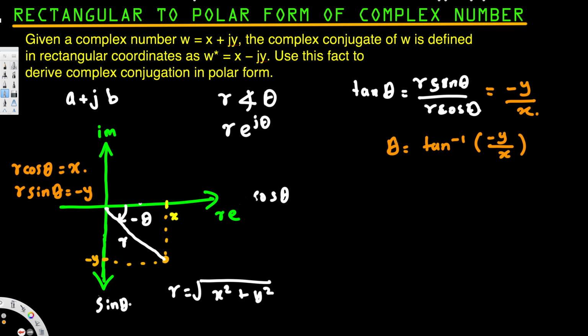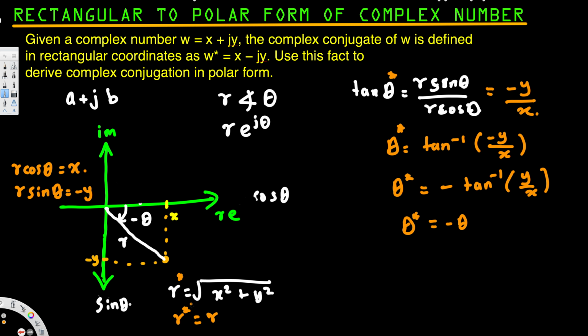So from this one, we are looking at the conjugate form. For conjugate we have to put it like this, and this is also conjugate form. So r conjugate is going to be r, and theta conjugate is going to be negative theta, because this is going to be negative tan inverse y over x, and that's going to give us negative theta. So since we know r conjugate and theta conjugate, we can express the final answer as w conjugate in polar form. It's going to be r e power negative j theta, and that's going to be our final answer.